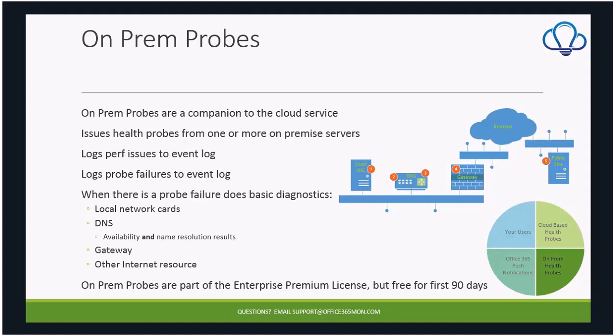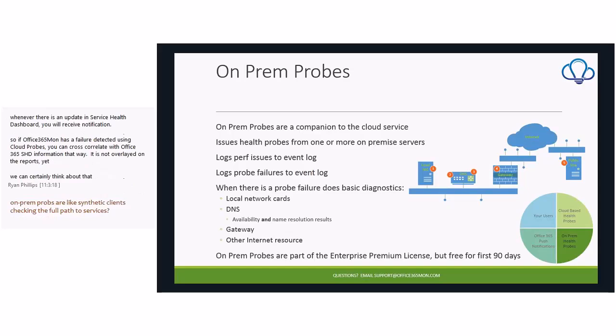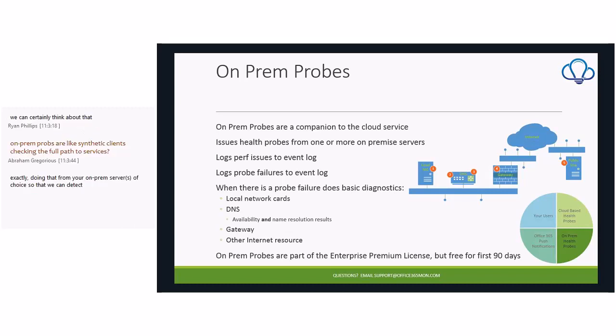And so what we do with the on-prem probes gives us the capability to do a couple of things. One, by issuing these probes from the on-premise location, it sends the same exact type of health probe as we do from the cloud. But when it's unable to connect to that Office 365 resource, it's going to log those issues to the event log. It's going to go through a set of diagnostics to try and figure out more about what the problem is, and it's going to log that to the event log also.